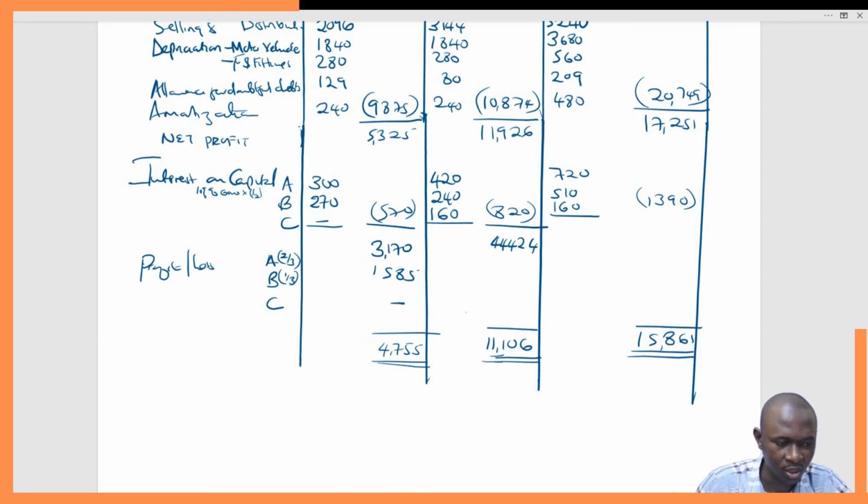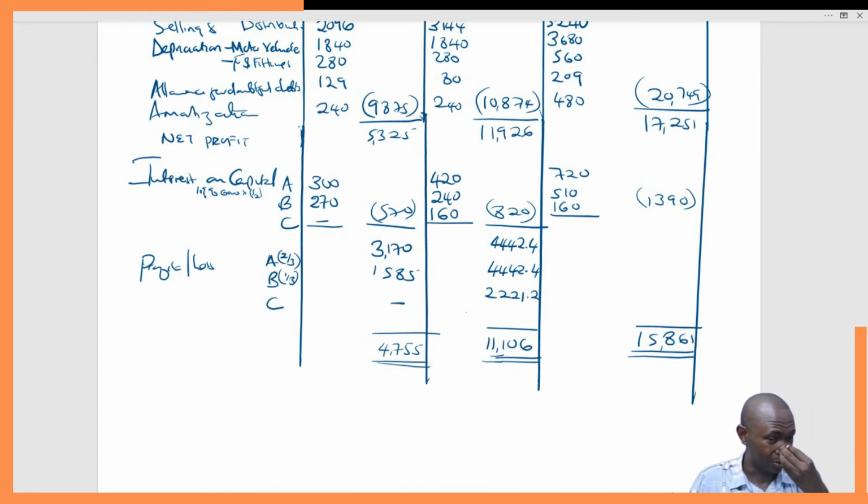4442.4. Then of course this one is also 4442.4. And because the other one is 1 over 5, it will be 2221.2. When you add this, you are supposed to get the same 11106. And so then what do we have here? It will be basically an addition of this and this. So plus 3170. What do we have?